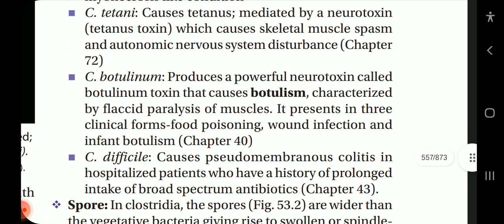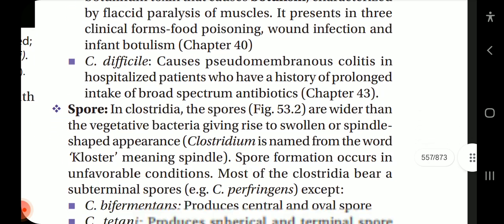Clostridium tetani causes tetanus mediated by the neurotoxin tetanus toxin, which causes skeletal muscle spasm and autonomic nervous system disturbance. Clostridium botulinum produces a powerful neurotoxin called botulinum toxin that causes botulism. Characterized by flaccid paralysis of muscles, it presents in three clinical forms: food poisoning, wound infection, and infant botulism. Clostridium difficile causes pseudomembranous colitis in hospitalized patients who have a history of prolonged intake of broad spectrum antibiotics.